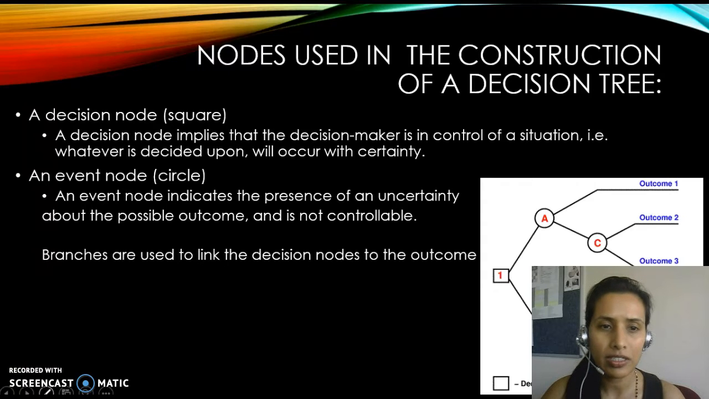There are different nodes that we're going to be using in the construction of a decision tree. The first being a decision node, and this is represented by a square. This node implies that the decision maker is in complete control of the situation, and whatever course of action he has decided upon will occur with certainty. The next node is an event node, and this is represented by a circle. An event node implies that there is a presence of uncertainty about the possible outcomes, and this is not controllable. Then we use branches to connect the various nodes.